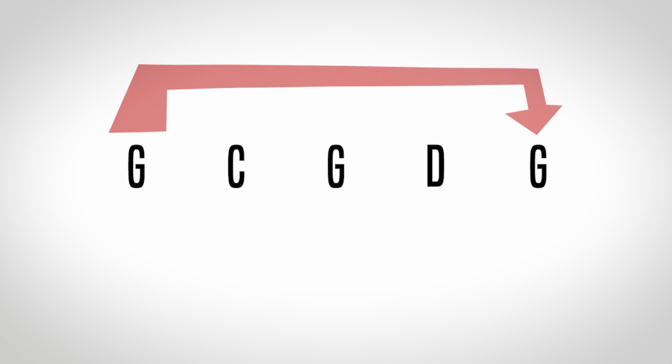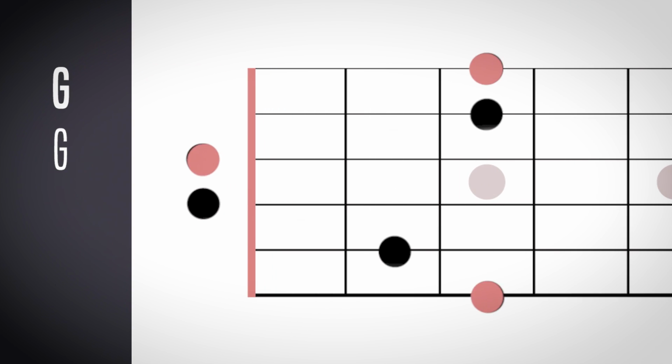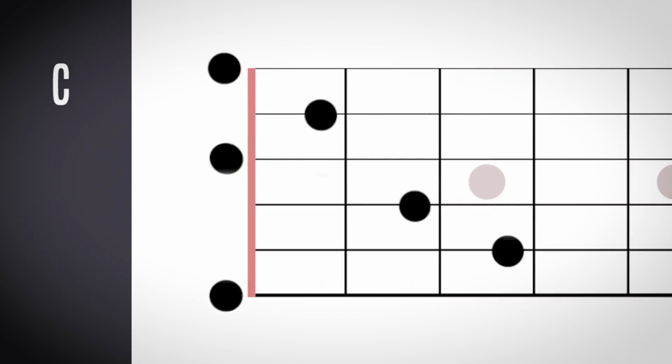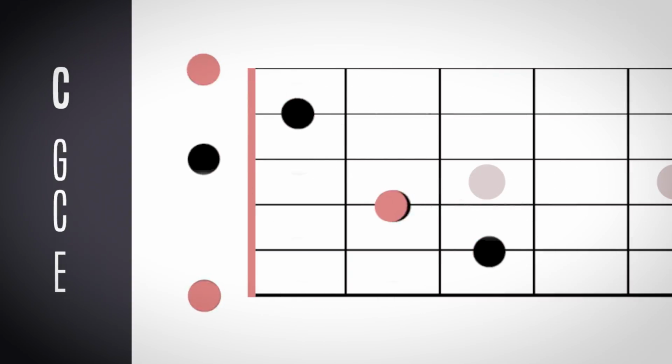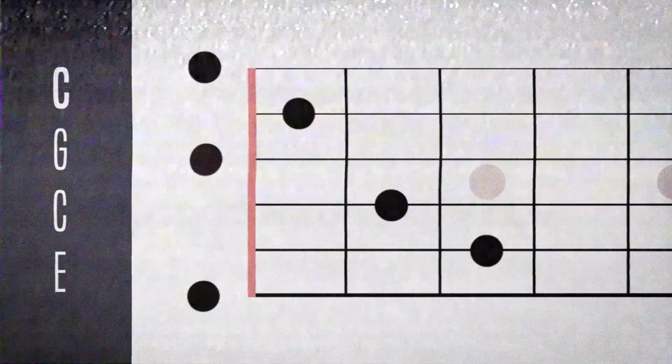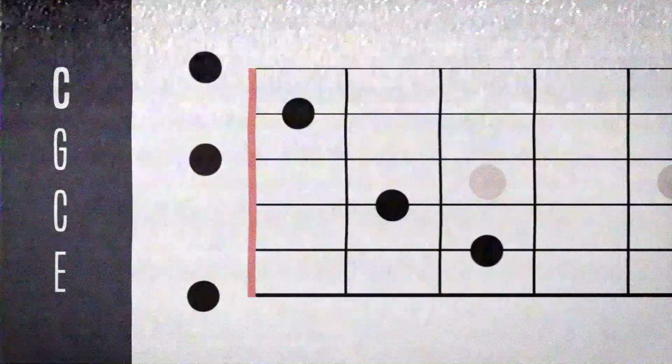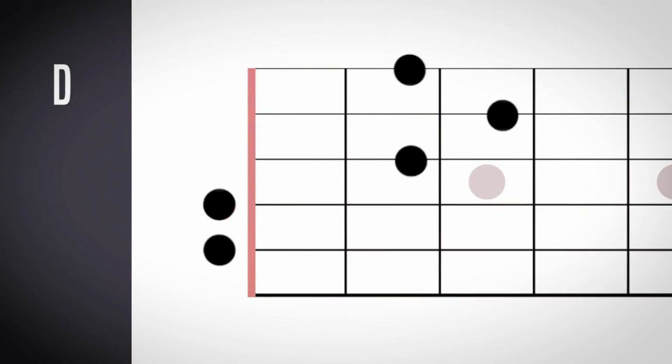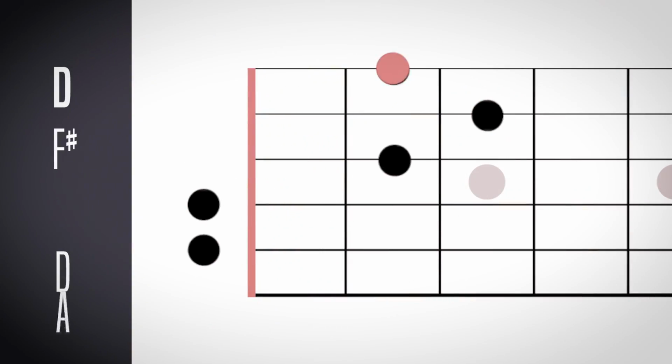Each of these chords can be spelled as a triad. For instance, a G chord is built of G, B, and D. A C chord is built of C, E, and G. You may notice that I've stacked the C chord out of order. This will make sense soon. Lastly, the D chord is built of D, F sharp, and A.